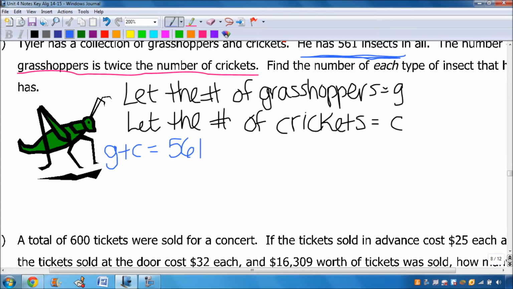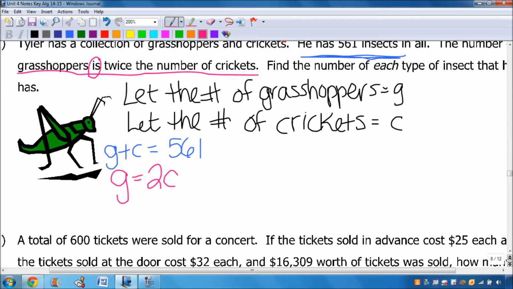So the number of grasshoppers is G, right? And then it says is, which means equals, twice the number of crickets. So I'm going to say take the number of crickets and multiply it by 2. Now that I've done that, I can either use substitution or elimination, or I could graph it out to see how I want to do this.